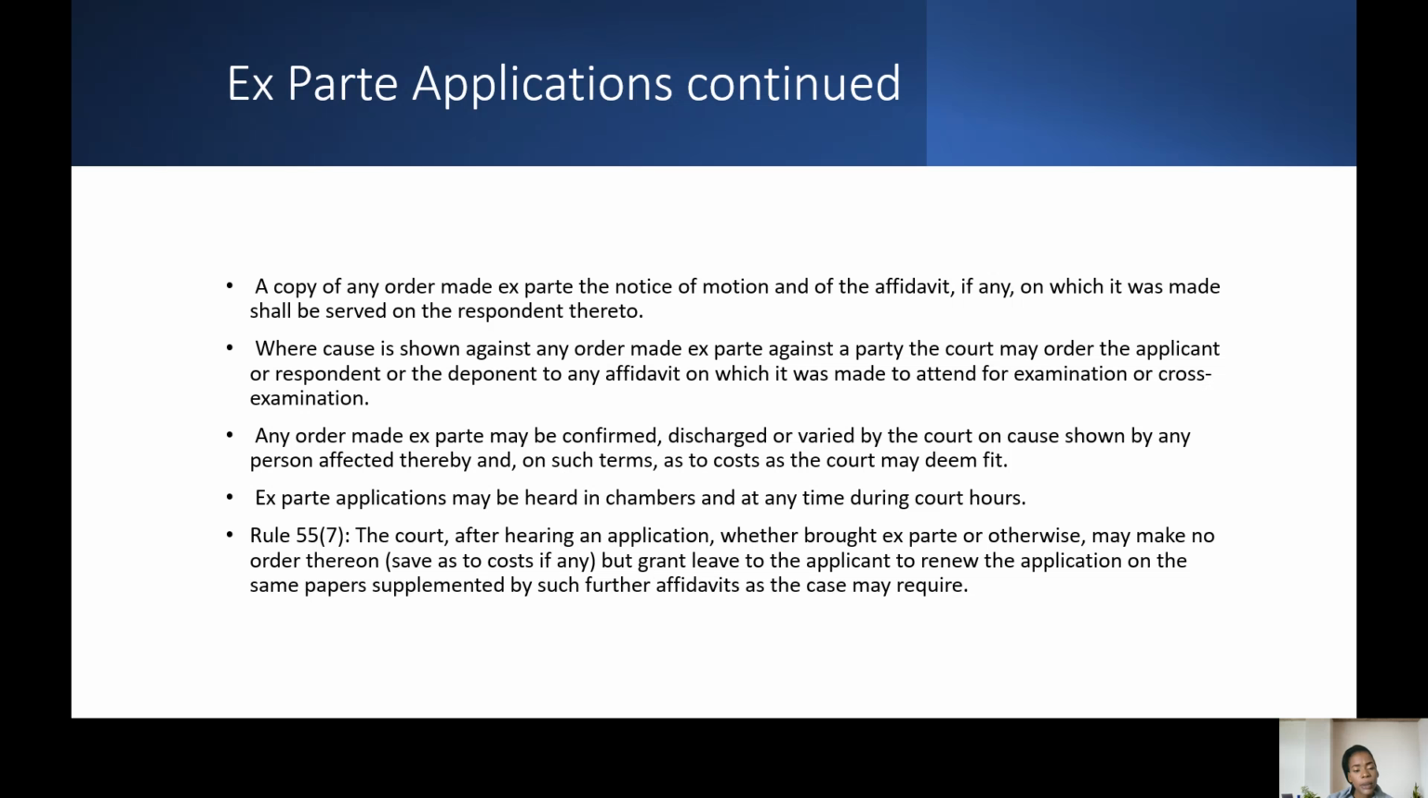Any order made ex parte may be confirmed, discharged, or varied by the court on cause shown by any person affected thereby, and on such terms as to costs as the court may deem fit. Rule 55, subsection 7: the court, after hearing an application whether brought ex parte or otherwise, may make no order thereon, save as to costs, if any, but grant leave to the applicant to renew the application on the same papers, supplemented by such further affidavits as the case may require.